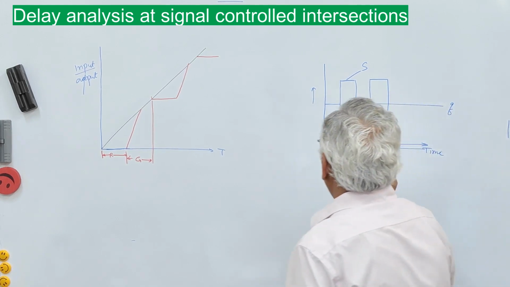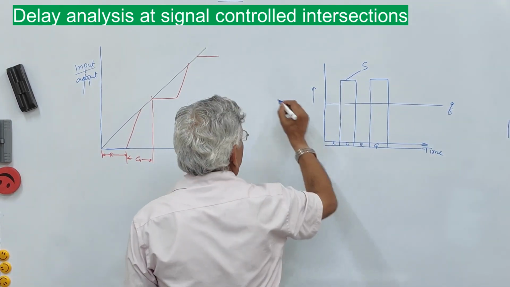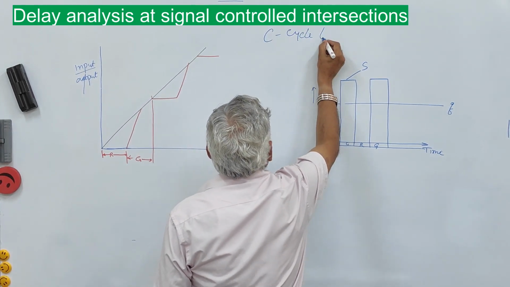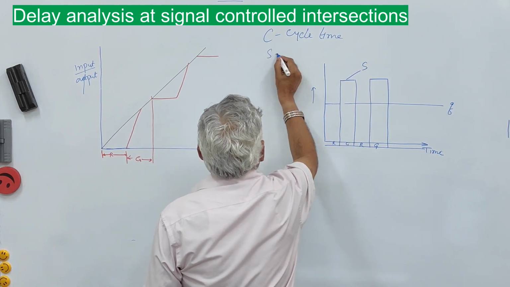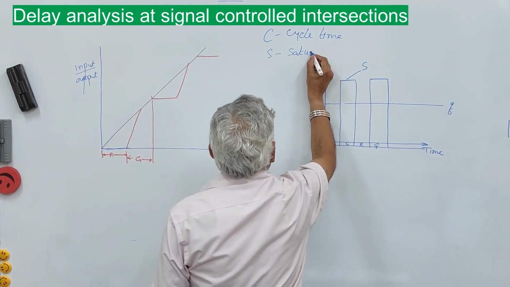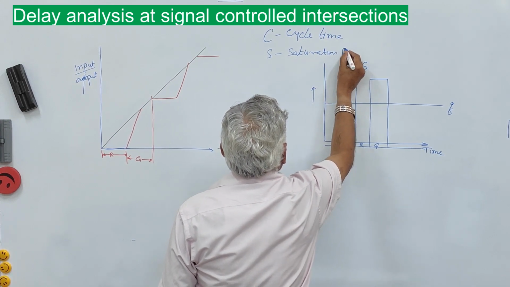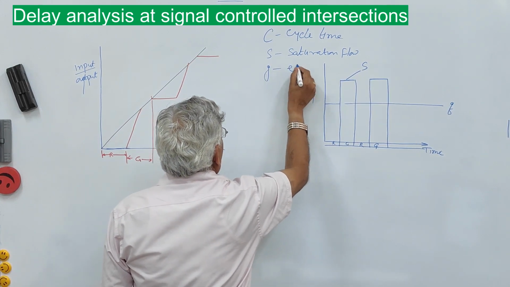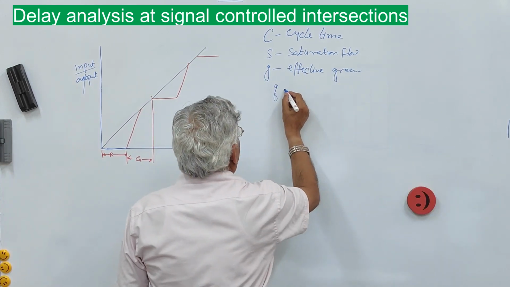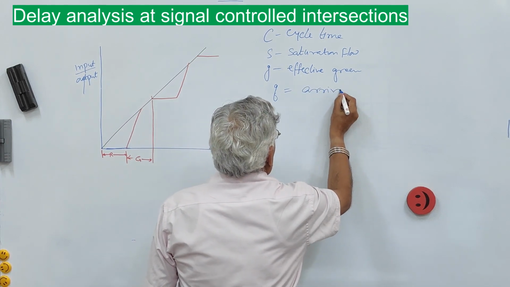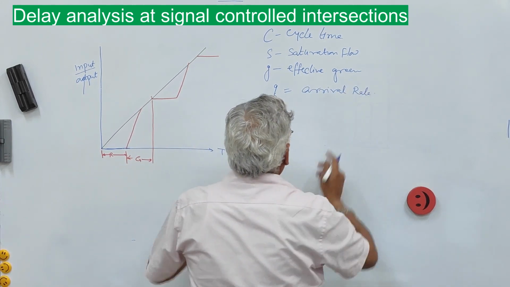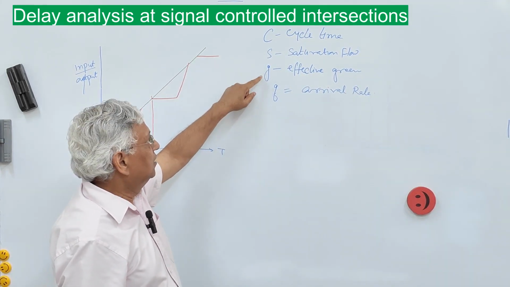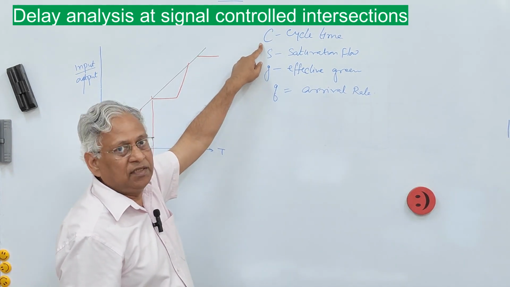One is when, let us say this is Q, rate of arrival Q, and C is the cycle time, S is the rate of departure, which we call saturation flow, and G is the effective green time and Q is arrival rate. Vehicle per hour of green, effective green in second, cycle time in second.